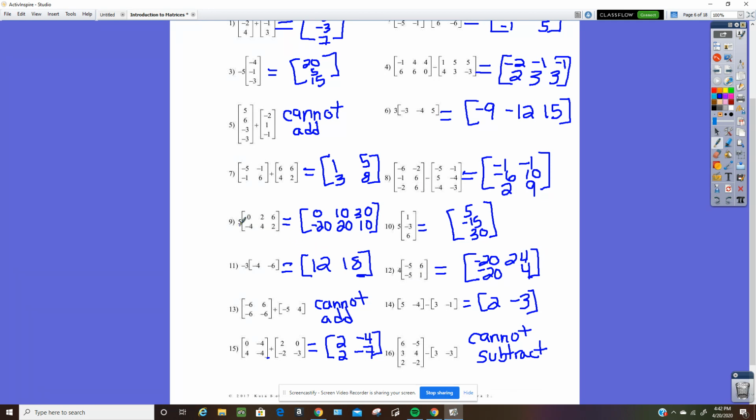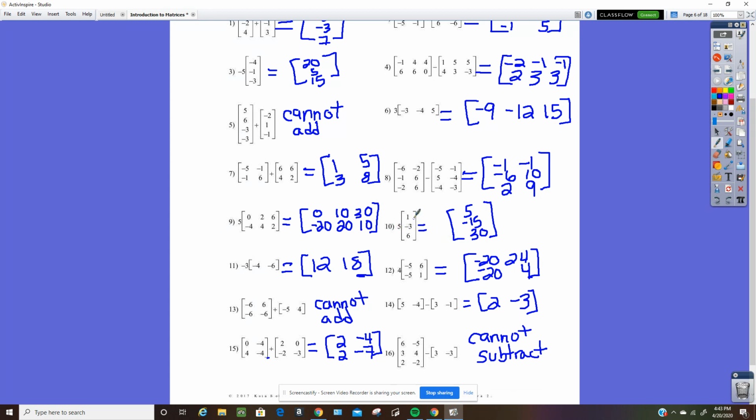In number 9, you have a scalar. You're going to multiply each of the entries by 5. 5 times 0 is 0. 5 times 2 is 10. 5 times 6 is 30. 5 times -4 is -20. 5 times 4 is +20. 5 times 2 is 10.